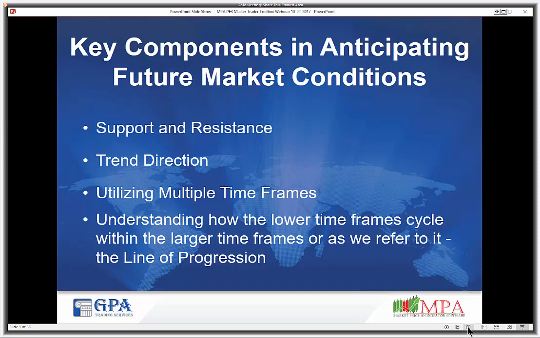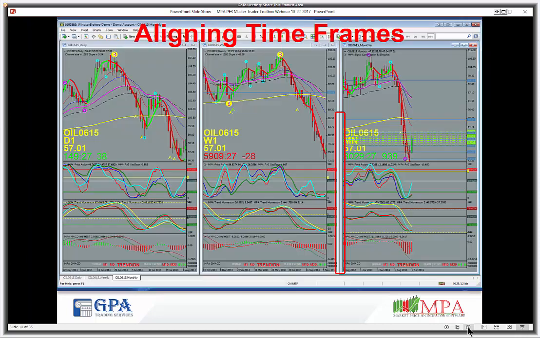He knows where everyone on the field should be, including not only his offensive receivers, but the defensive players as well. So, just a brief way of showing how we talk about aligning time frames with these screenshots. You'll notice this is oil, looking at a daily, a weekly, and a monthly. We have the daily time frame illustrated by the D1, a weekly by the W1, and an MN for the monthly. And you'll notice in this example, we're aligning oil in overbought territory on all three time frames.